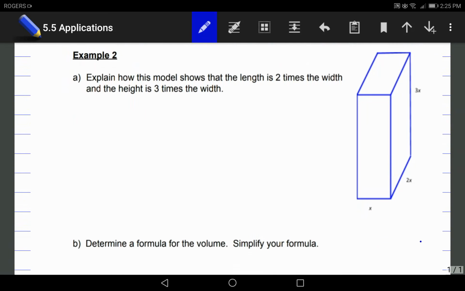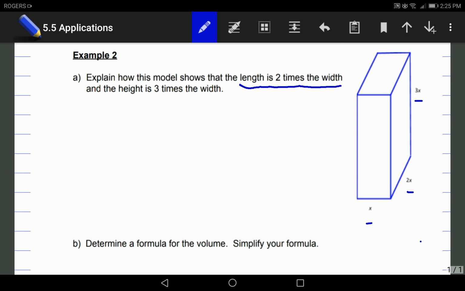Okay. Explain how this model shows that the length is 2 times the width and the height is 3 times the width. Okay, so we need to do some labeling here, right? Because I have x, 2x, and 3x. Well, they're basically telling me, right? They're saying, explain how this model shows that the length is 2 times the width.